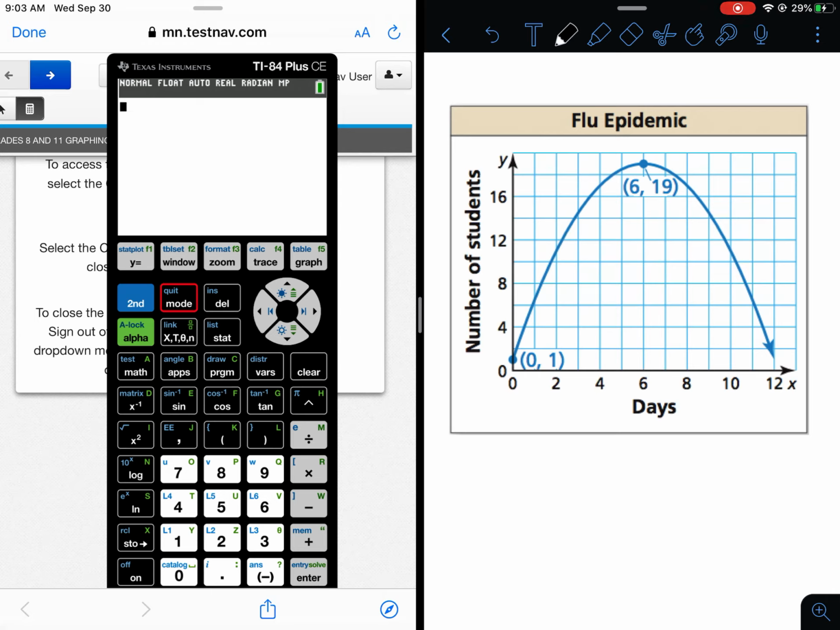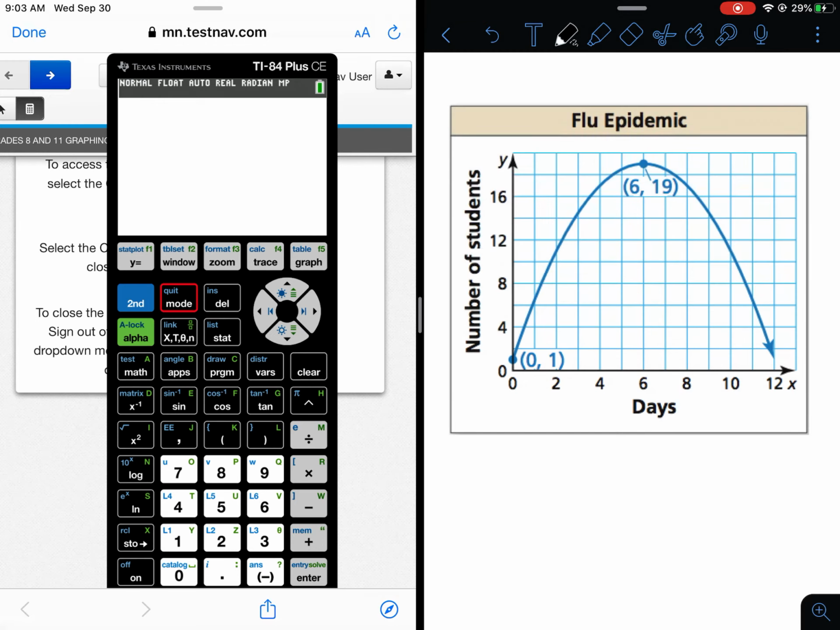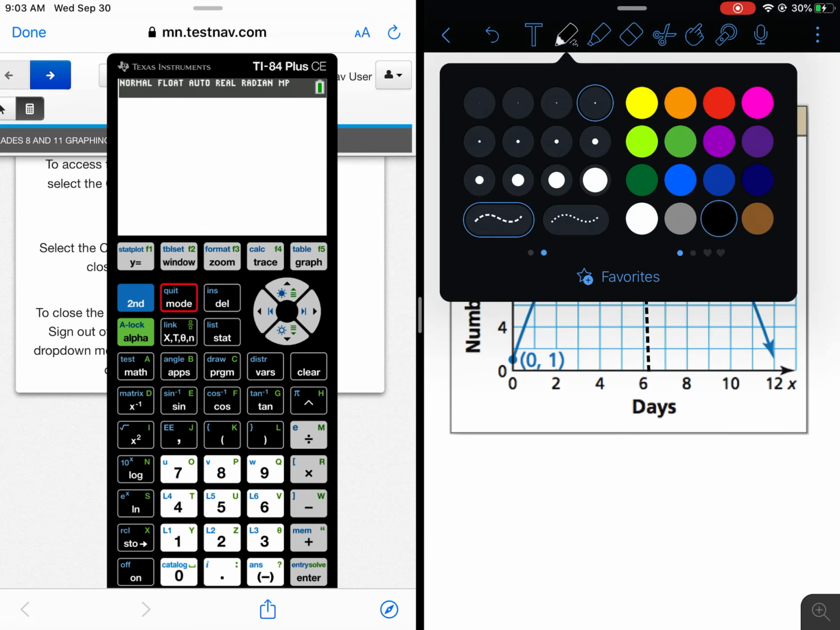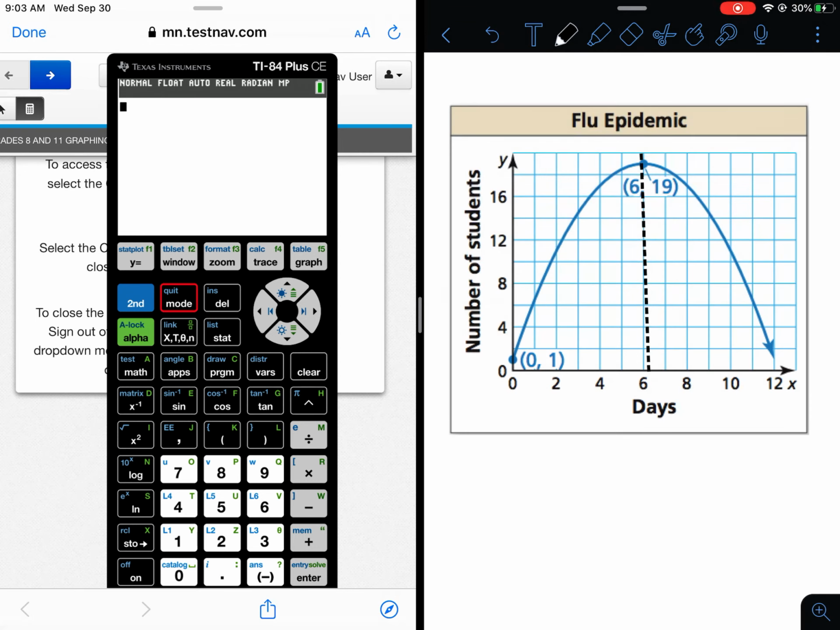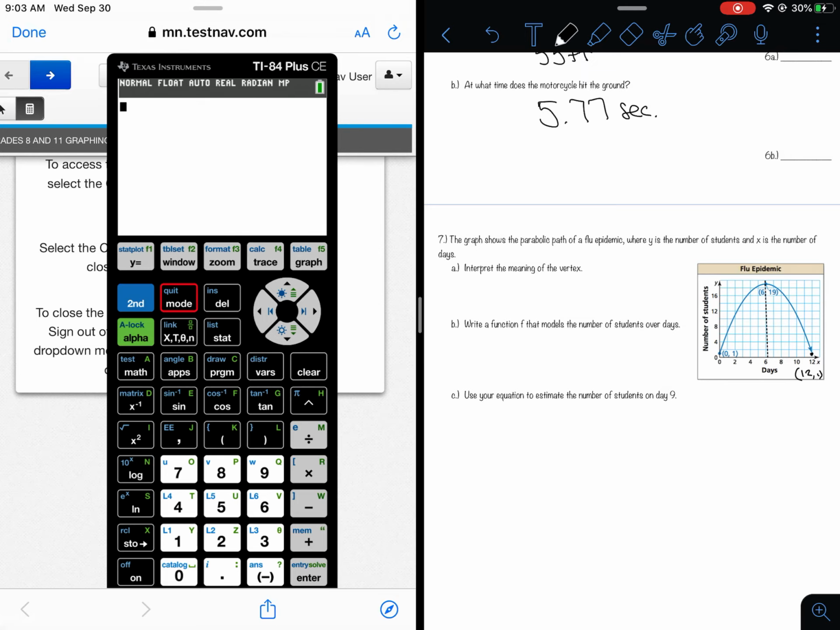But so the first thing we need to do is find the equation of this. The problem is we don't have another point. So it looks like at day 0, at time 0, we actually had 1 student. So you have to remember how parabolas work and that parabolas are symmetrical. So in order to find the third point, because remember you need 3 points to graph a parabola, we have to know that we have a point over here that is mirrored. So it looks like 12, 1 would be the mirrored point. So now that we have all 3 points, we can run quadratic regression to figure out the equation.